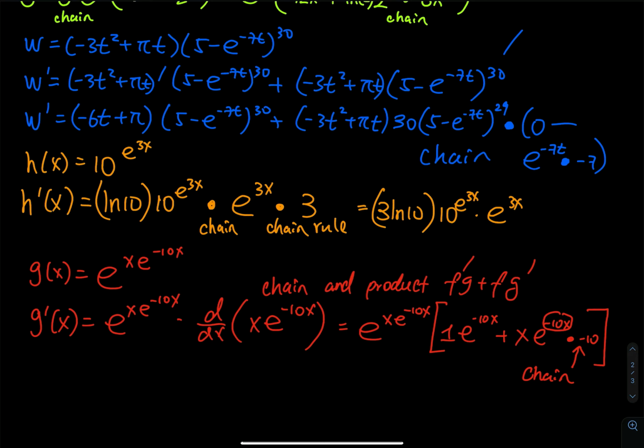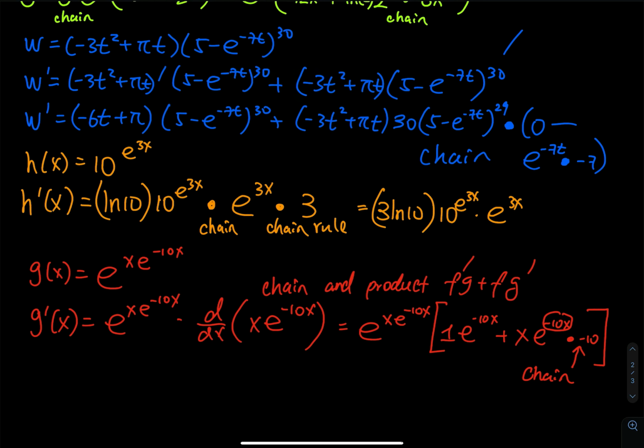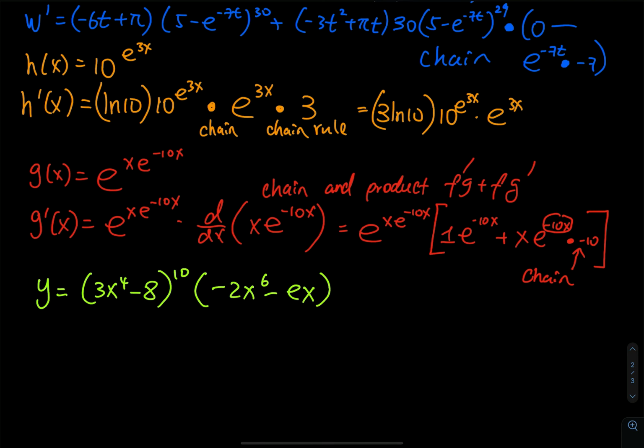All right, let's do another example. I want to do one more, and then I will conclude this video. So let's do one more. The last example that I would like to do is y equals 3x to the 4th minus 8, and then raised to the 10th power, times -2x to the 6th minus e times x, not raised to the x, and then raised to the -20th power.